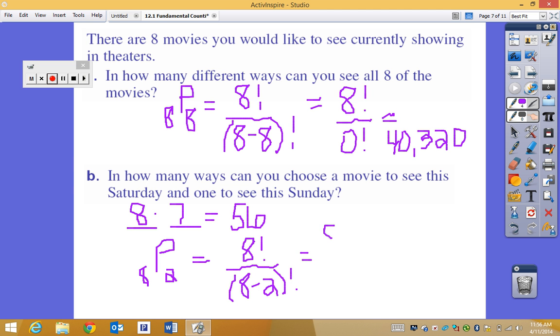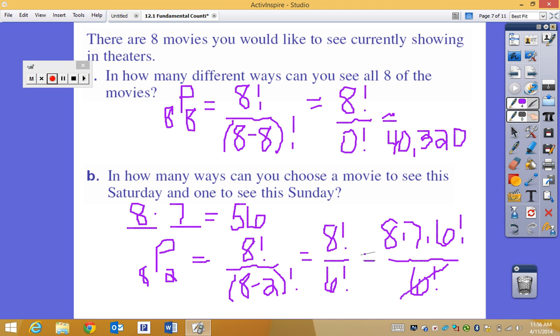That gives me 8 factorial divided by 6 factorial. When we work that out, 8 factorial is 8 times 7 times 6 factorial, divided by 6 factorial. So 6 factorial divided by 6 factorial is 1. So that's going to give us 56 different ways that we could watch the movies on Saturday and on Sunday.